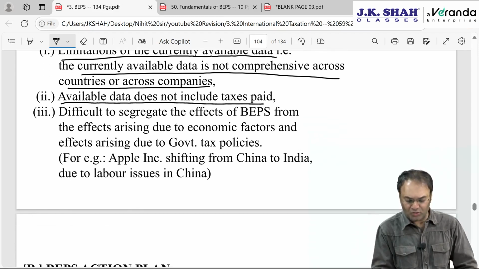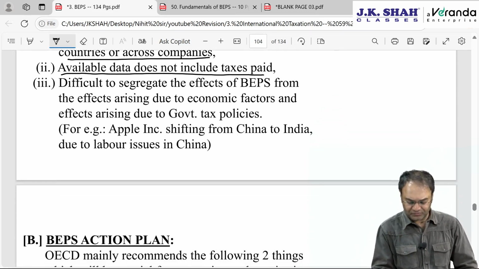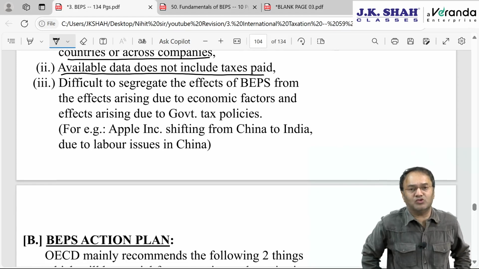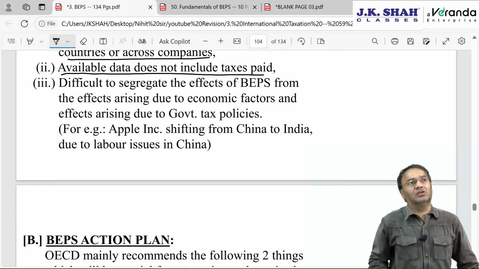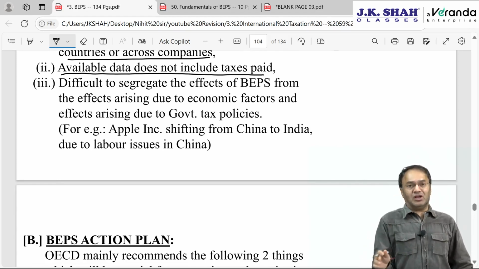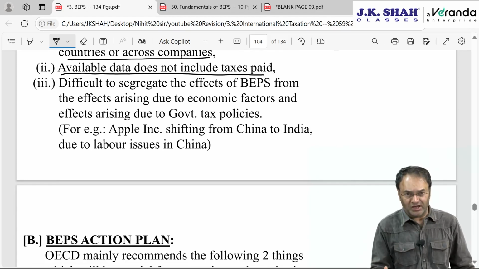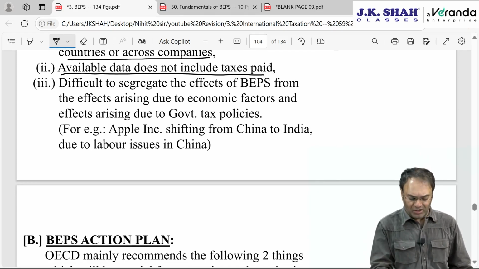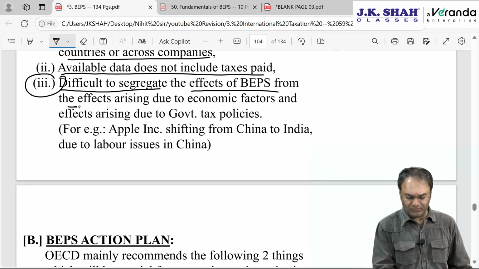Available data does not include taxes paid. Data is available with regard to profit, but how much tax is paid in each country, many countries are not collecting that data. So that needs to be made mandatory. Difficulty to segregate, this is the most important point: difficulty to segregate the effects of BEPS from the effects arising because of other economic factors and effects arising due to government tax policy.